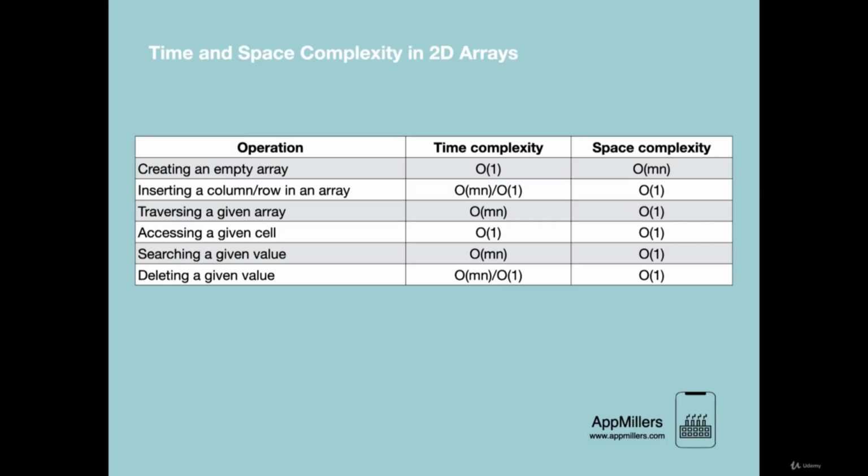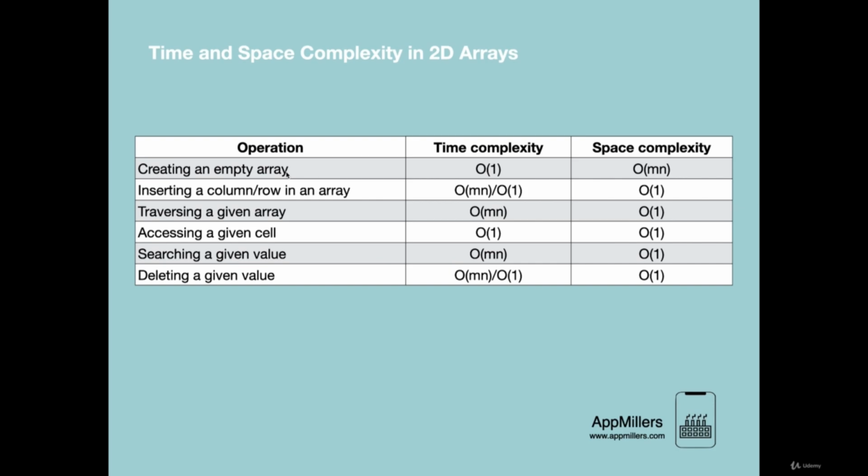Hi there, in this video we will look at time and space complexity in 2D arrays. So we will look at each operation that we performed on two-dimensional arrays and their time and space complexity. Actually, we talked about these operations in previous lectures and we explained the time and space complexity of these operations. But here I just want to combine everything together to show you the big picture of time and space complexity in two-dimensional arrays. Let's start from the first, creating an empty array.